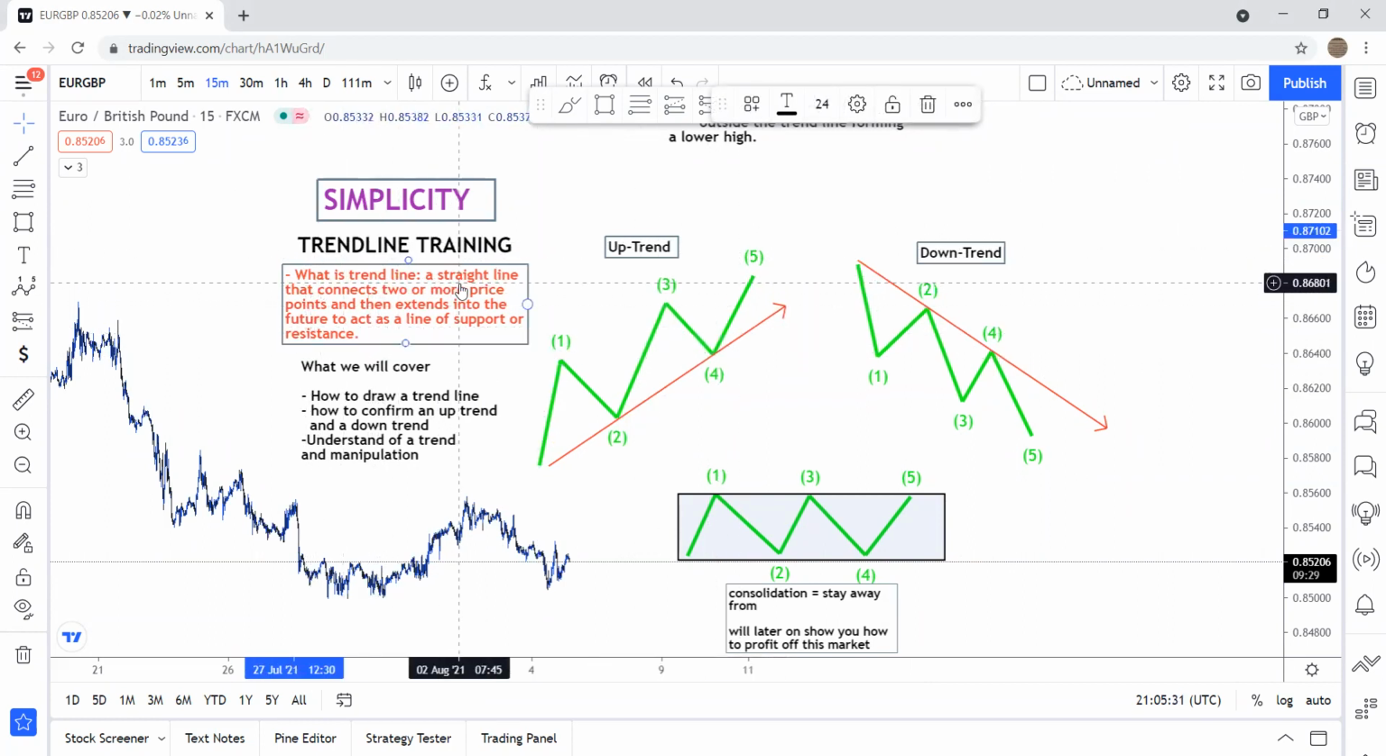So what is a trend line? Let's start off with that. A trend line is a straight line that connects two or more price points, then extends into the future to act as a line of support and resistance, right?